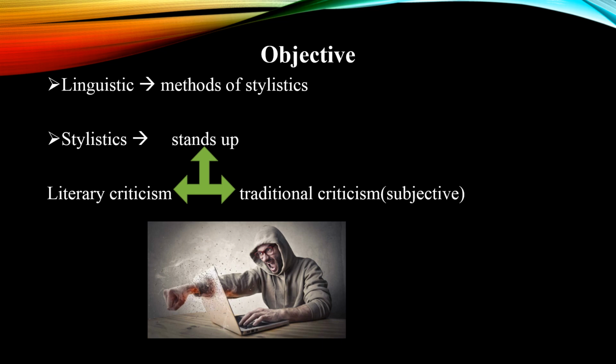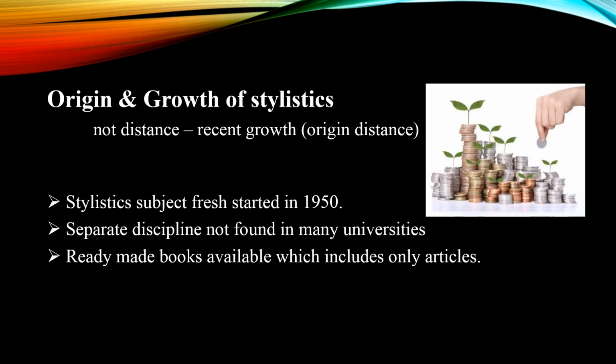The major objective of this unit is that we are going to see what linguistics is, and from linguistics how the methods of stylistics have been derived, and how stylistics stands in two ways: one is literary criticism and another is traditional criticism. Literary criticism generally comes under literature, and through that we are going to see how traditional criticism is taken as subjective, what the subjective point of view is, and how it has turned into an objective point of view.